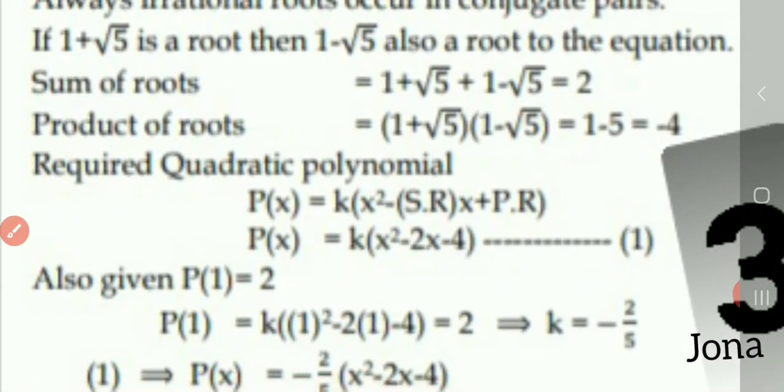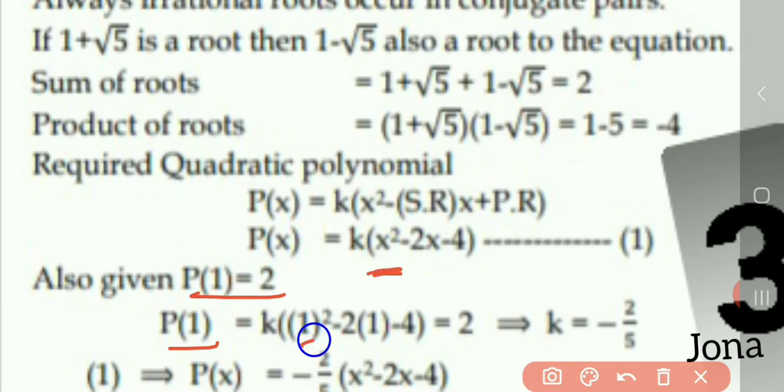Here in the problem it is given p of 1 equal to 2. So I want to substitute 1 here instead of x. So p of 1 equal to k into 1 square minus 2 into 1 minus 4, and simplifying this, the value of p of 1 is 2.